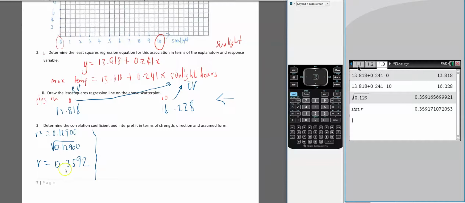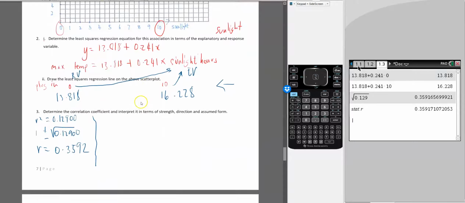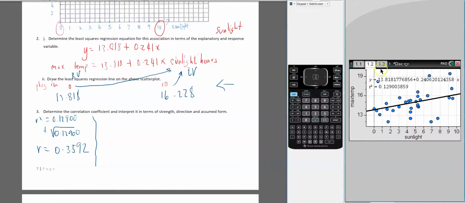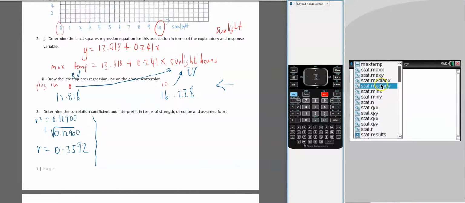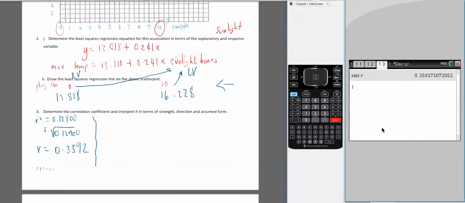Also, I need to make note that whenever you take the square root, there's a plus or minus that you need to consider. Since the graph is going up in a positive or upward trend, we only consider the positive component. The other way you could do this is by going onto your new calculator page. So you can go Control, New Page, Add Calculator, and click on this var button. If you click on this var button, you just scroll down until you find something that says Stat R, and enter, and you get 0.35917 as well.